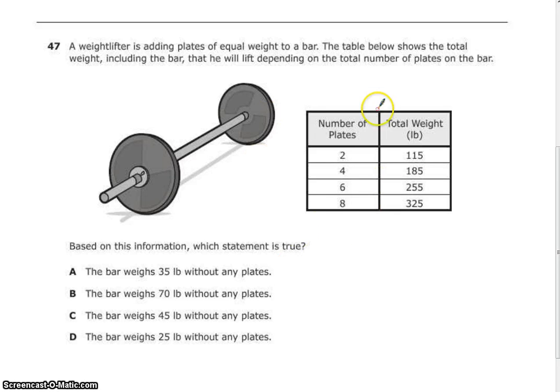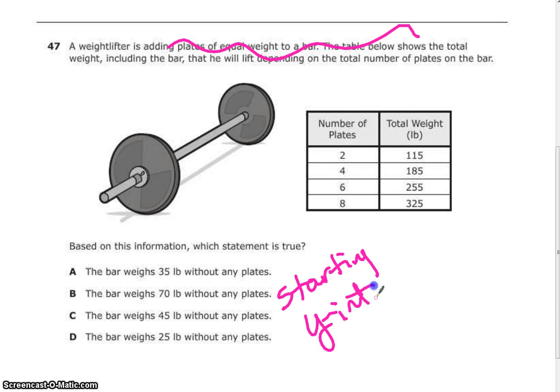Number 47. They give us a table, so I do not have to read this. Based on this information, which statement is true? The bar weighs 35 pounds without any plates, 70, 45, or 25. Without any plates means that it would be the starting point, which means that it would be the y-intercept.